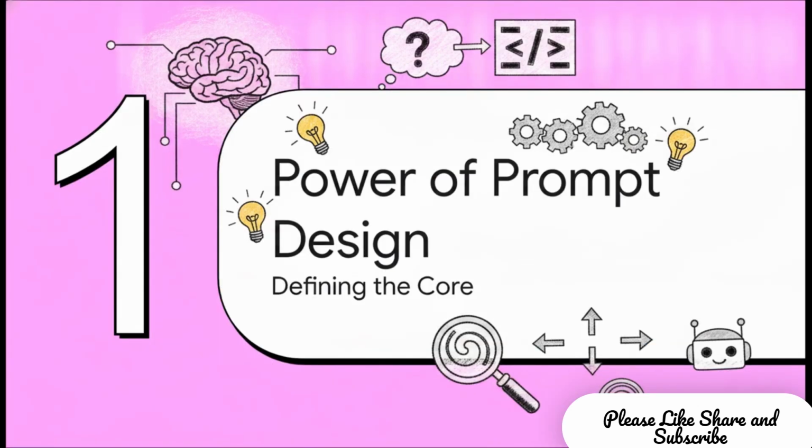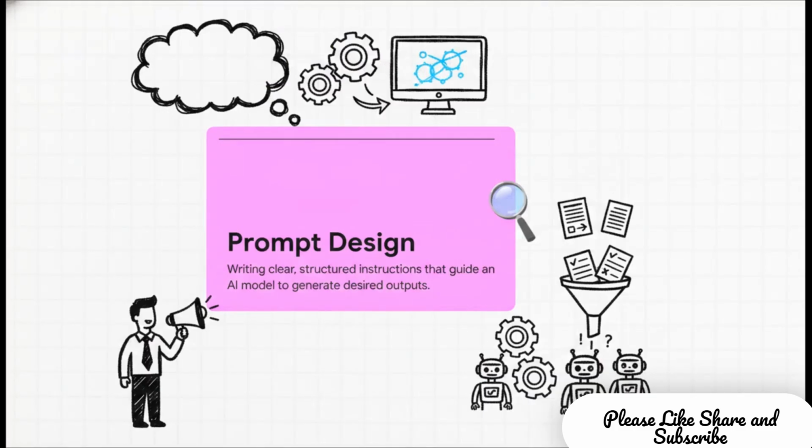Starting us off with Section 1, the power of prompt design, defining the core. My definition: prompt design is the process of writing clear, structured, and goal-oriented instructions that guide an AI model to generate the desired output. But let's be real, practically speaking, think of a prompt as a highly specific job description that you're writing for the AI. The better your instructions are, the better the candidate, the AI, is going to perform the job.